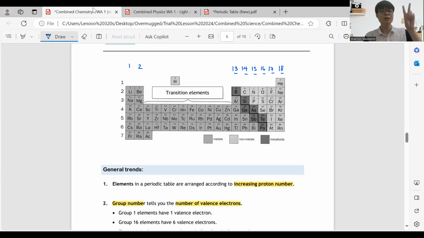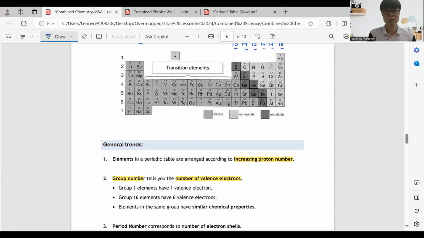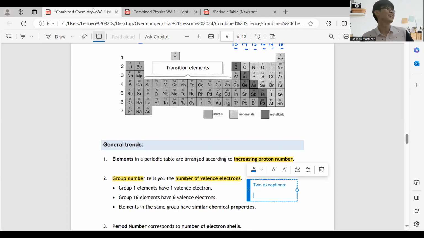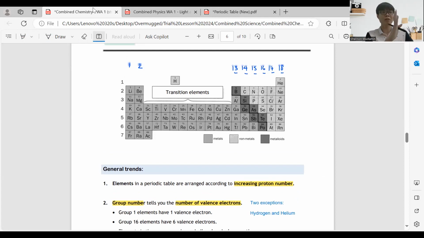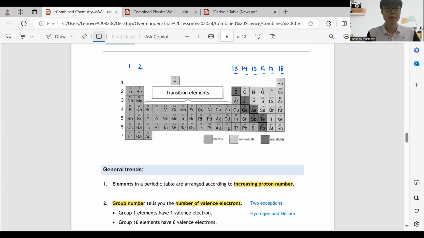Okay, there are two exceptions to this rule. Hydrogen and helium. Hydrogen does not belong to any group. That's one. Helium is in group 18, but it only has two valence electrons.